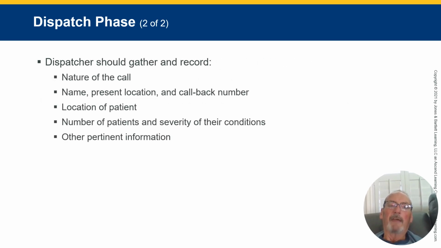Dispatchers should gather and record the nature of the call, name and present location, and callback number of what's going on, number of patients and severity of their conditions, and other pertinent information that he or she may think of that they can relay to you that's going to help make your job easier. Now, granted, dispatchers are only reporting to you what they've been told. So when you get upset, like they're sending me into a hostile situation or somewhere that's unsafe, they haven't been told any different. They're only being told, and that's what they're relaying to you.